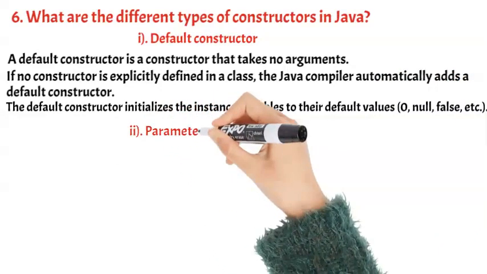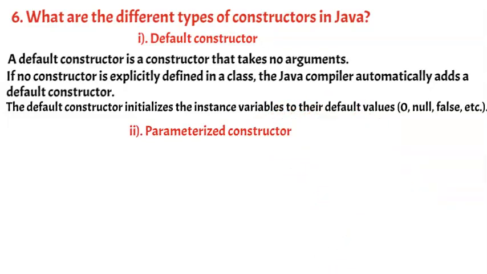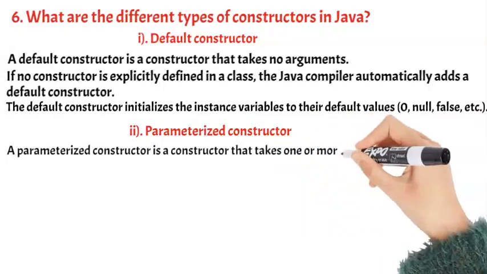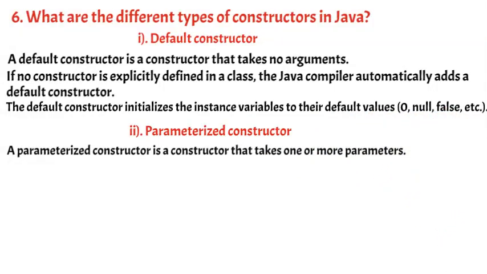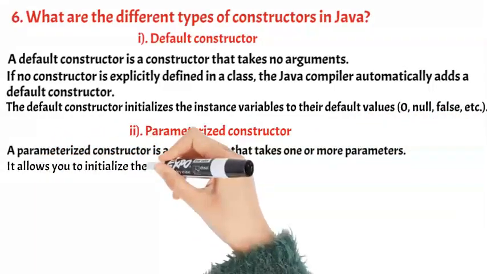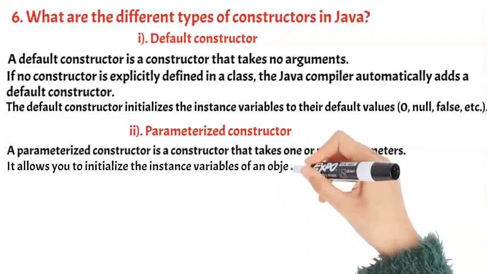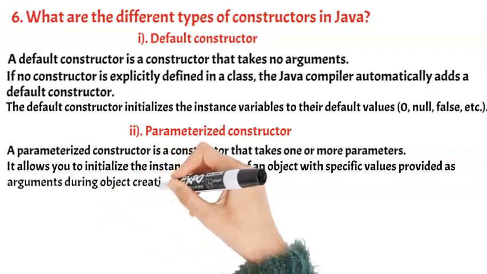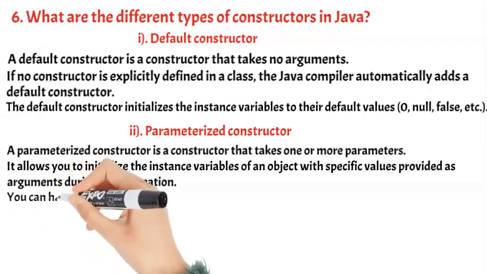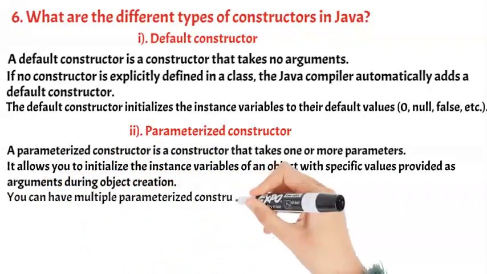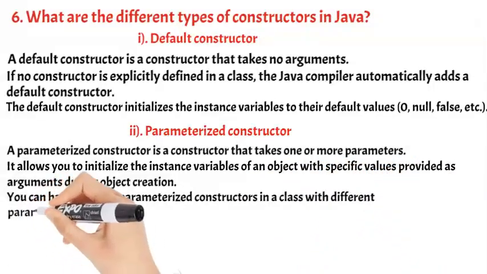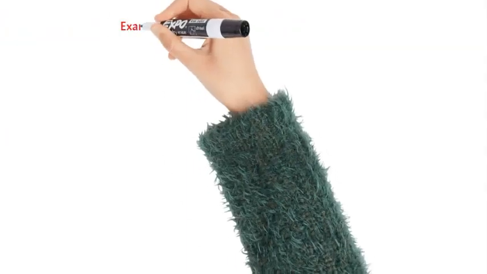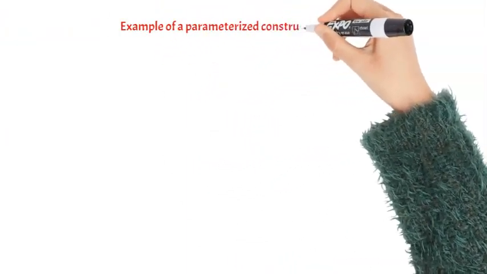2. Parameterized constructor. A parameterized constructor is a constructor that takes one or more parameters. It allows you to initialize the instance variables of an object with specific values provided as arguments during object creation. You can have multiple parameterized constructors in a class with different parameter lists, known as constructor overloading. Example of a parameterized constructor.